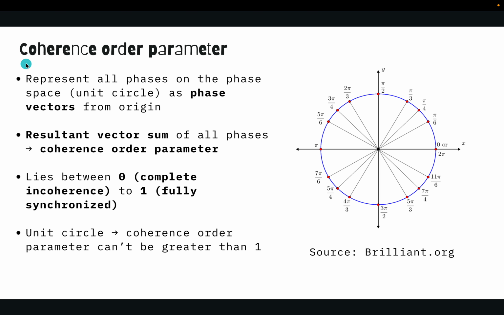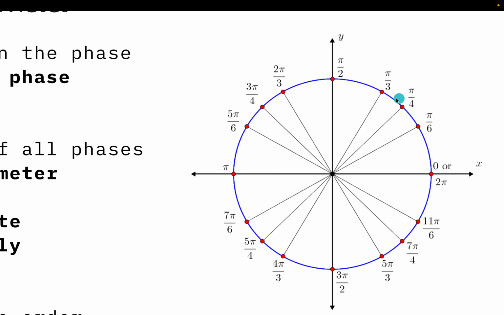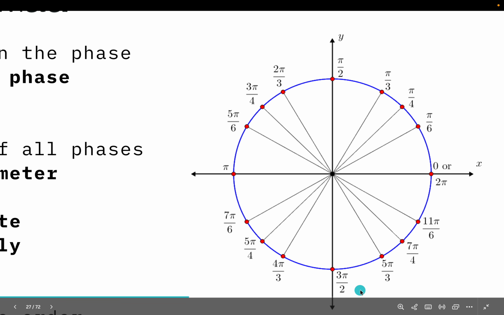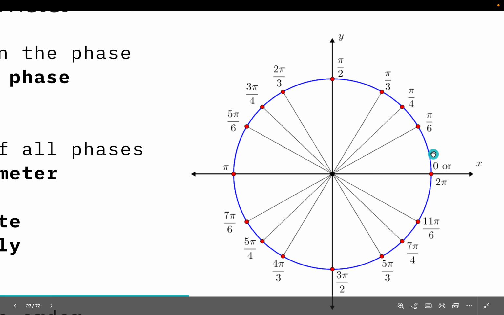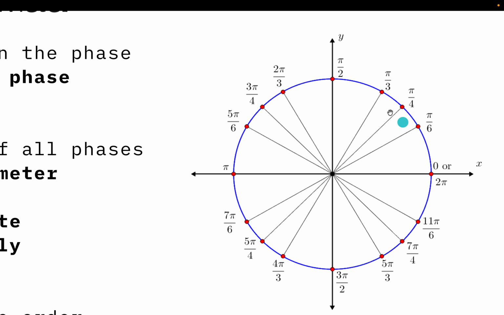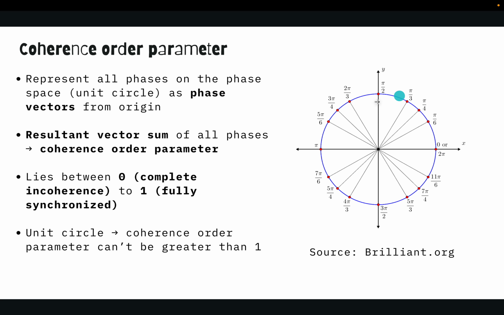In the Kuramoto model, we have something called the coherence order parameter. Basically it represents all the phases on the phase space, which is the unit circle in our case, as phase vectors from the origin. This is just an example, let's say we have 1, 2, 3, 4, 5, 6, 7, 8, 9, 10, 11, 12, 13, 14, 15, 16. So let's say we have 16 oscillators. These red dots show where they're lying on the unit circle. So these are their phases, theta i, where i runs from 1 to 16. So how do we find the coherence order parameter for this particular configuration?